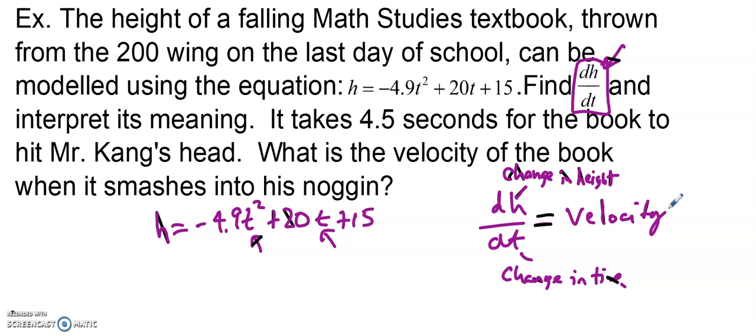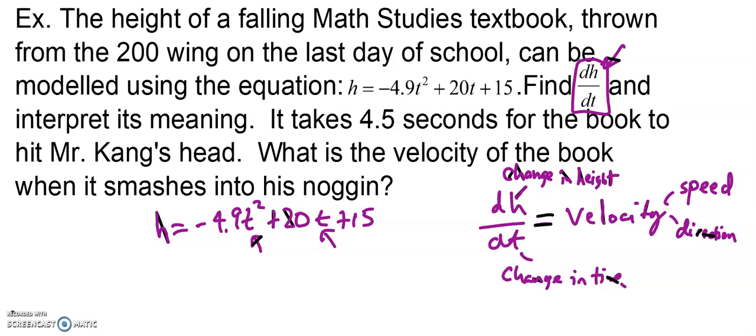And all velocity is, it's kind of a fancy word for speed, but there's one difference. When I talk about speed, speed is just a number. Driving 55 miles per hour is a speed. Velocity is speed, but with a direction involved. So if I tell you I'm driving 55 miles per hour north, that's my velocity. That's no longer a speed. The speed would just be 55 miles per hour.